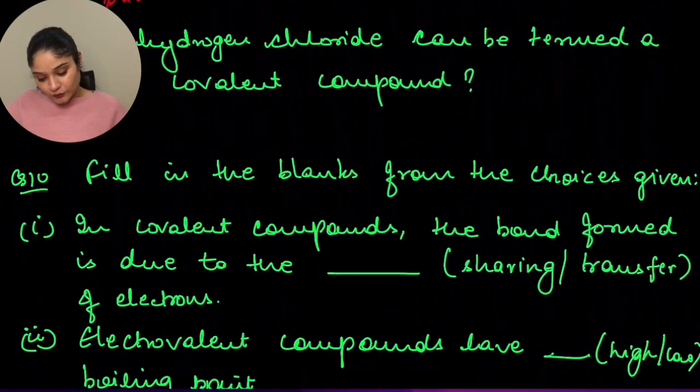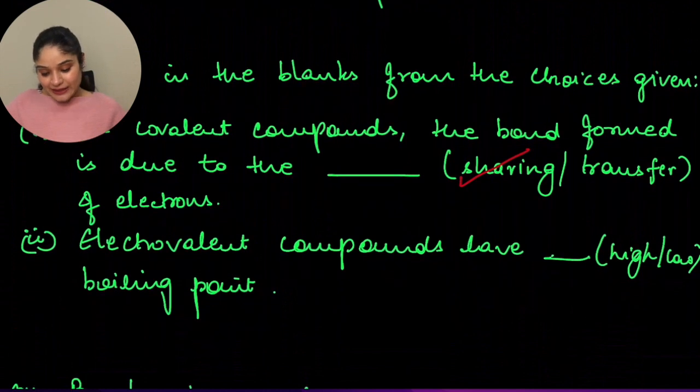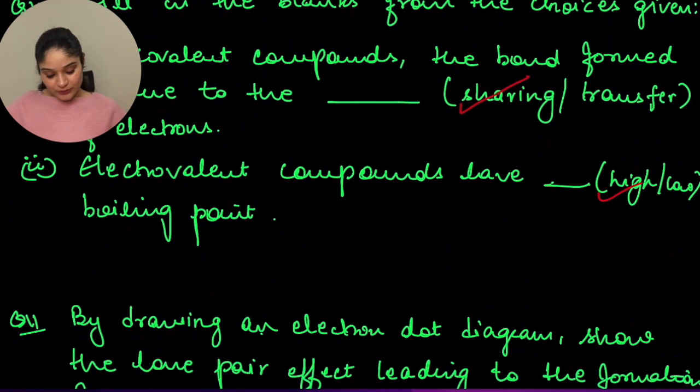Fill in the blanks from the given choices. First one is, in covalent compounds, the bond formed is due to the sharing of electrons. That's easy. The second is, electrovalent compounds have dash boiling point. Electrovalent compounds have high boiling point, whereas covalent ones have low boiling and melting point. Let's move to the next one.